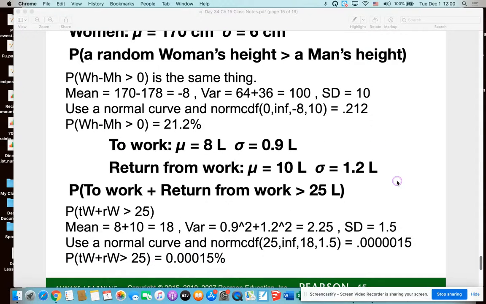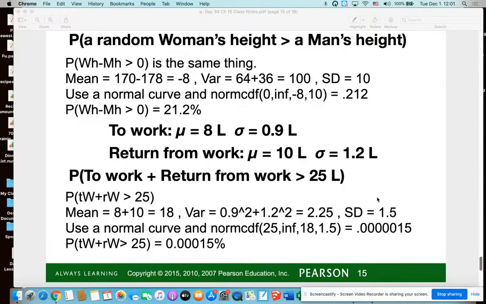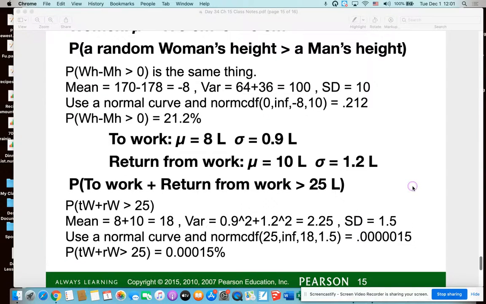Now we've got the gas problem, same work. This one is just addition, same work. You add your means, make sure you're adding variances, not standard deviations, put it in the normal curve, and you get your probability. So this is a really low percentage chance that she's going to use more than 25 liters of gas. Maybe she was worried about running out of gas on the way home from work, and that would cause a lot of problems. So she doesn't have to worry because it's a really, really low chance.